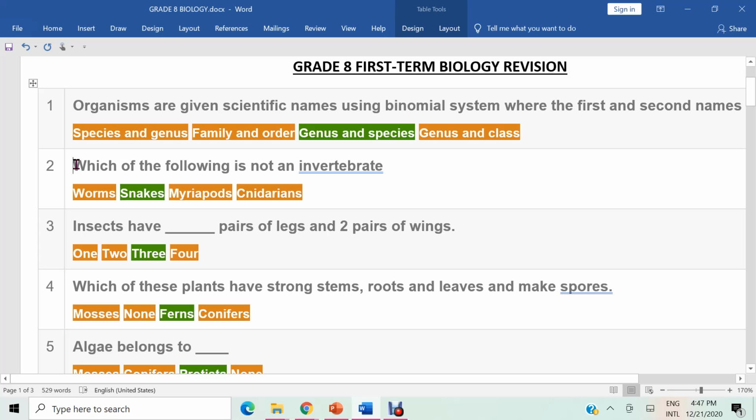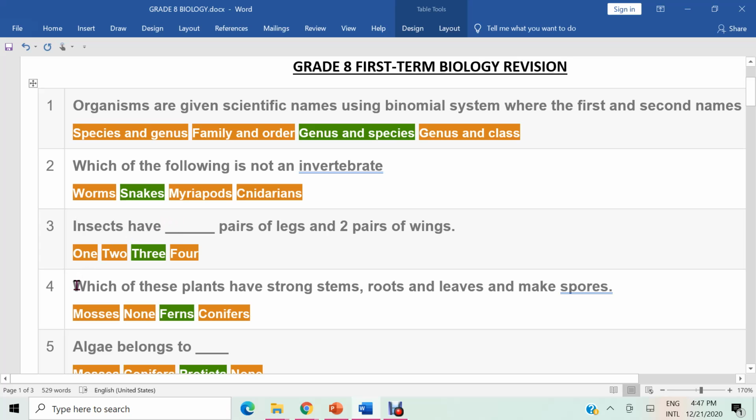Question number two. Which of the following is not an invertebrate? Snakes. The answer is snakes. Snakes are vertebrates and they belong to reptiles. Question number three. Insects have three pairs of legs and two pairs of wings. The answer is three.